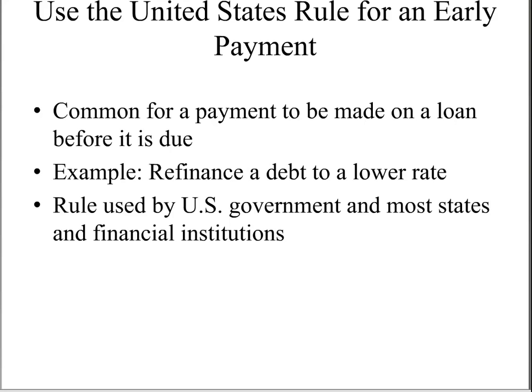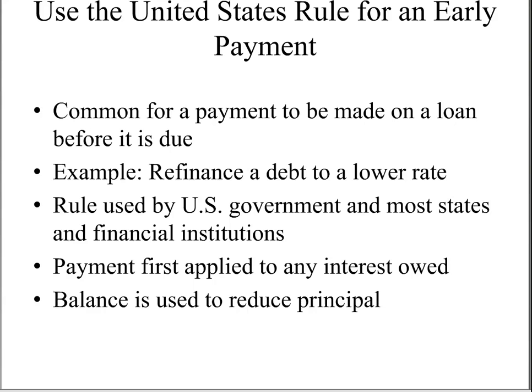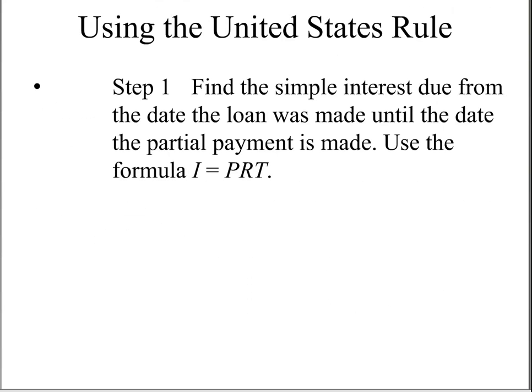The USA rule is used by the U.S. government, in most states, and by financial institutions. Payment is first applied to any interest owed, and the balance is used to reduce the principal. Okay? So the first step is to find the simple interest due from the date the loan was made until the date the partial payment is made. We use the simple interest formula, I equals P times R times T. So that's principal times rate times time.